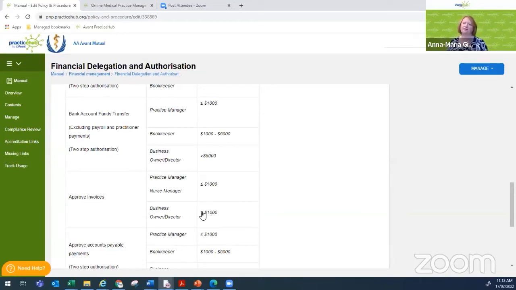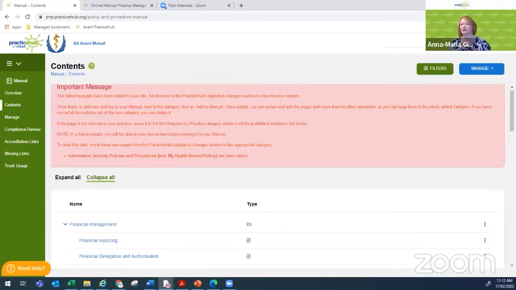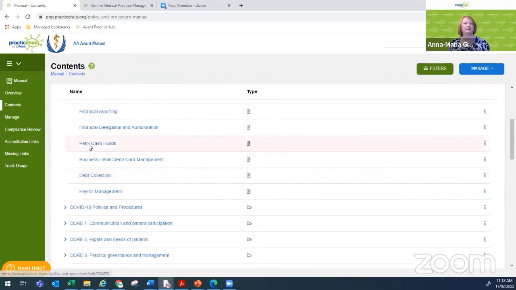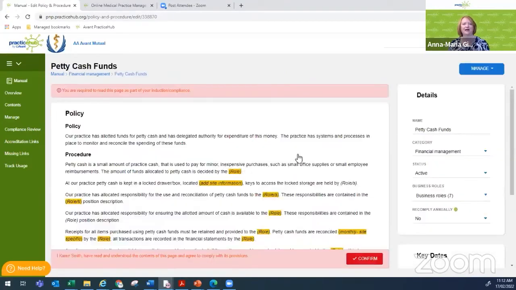So it's important to think through these things, and particularly as managers and owners, what are you comfortable with, and making it clear to everybody what the process is as well. All right, so that was financial delegation and authorization. Next policy I'm going to show you is about petty cash. Now on this screen, you've got these red banners, and I'll talk about those in just a moment.